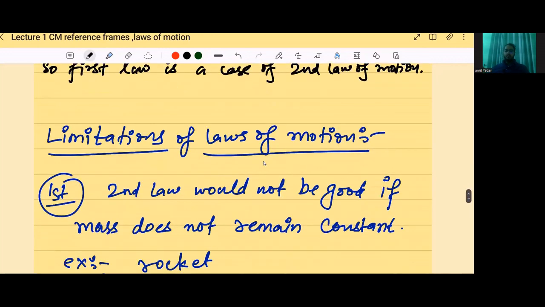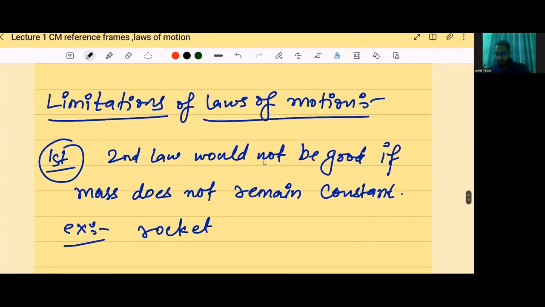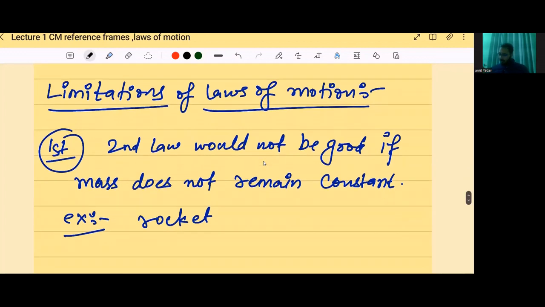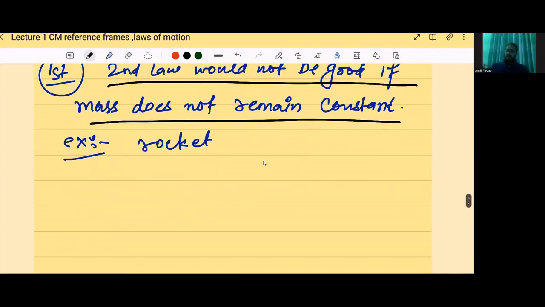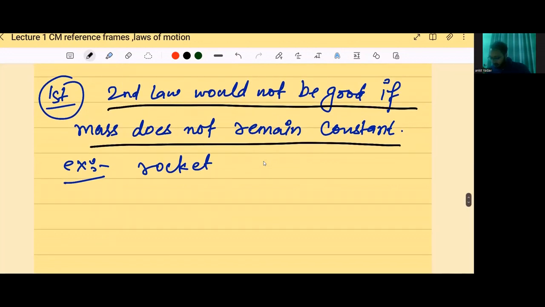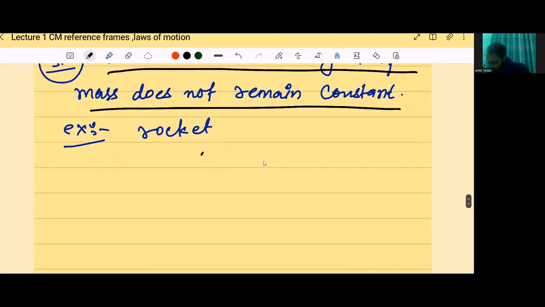Now have a look at the limitations of the laws of motion. There are two limitations which we are going to discuss. The second law would not be good if mass does not remain constant. If mass does not remain constant, then the second law will falter. The example is a rocket.